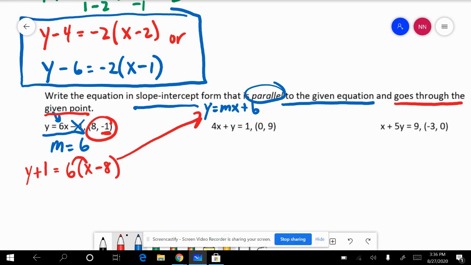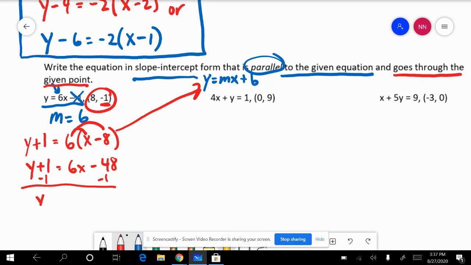Now I'm going to simplify it so that it looks like slope-intercept form. I'm going to distribute the 6. And then I'm going to subtract the 1. And I get an answer of y equals 6x minus 49.